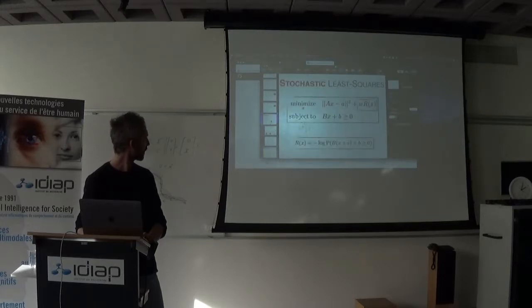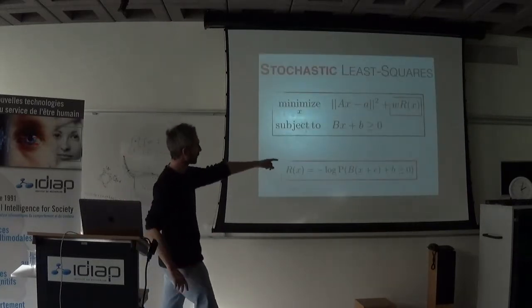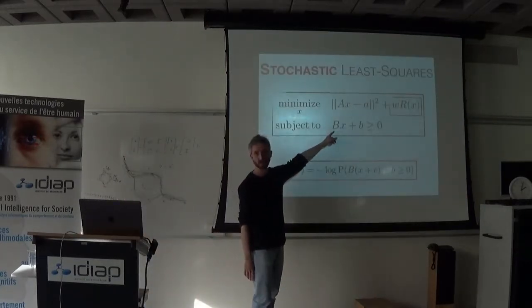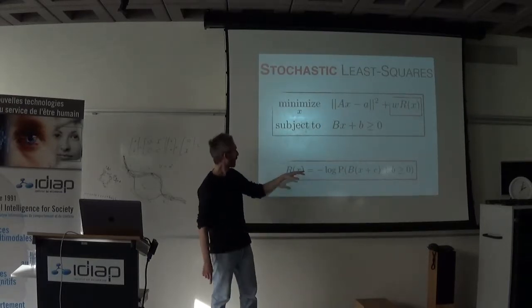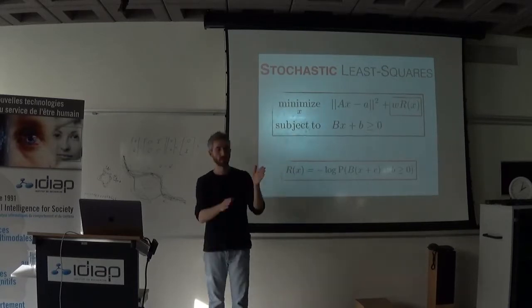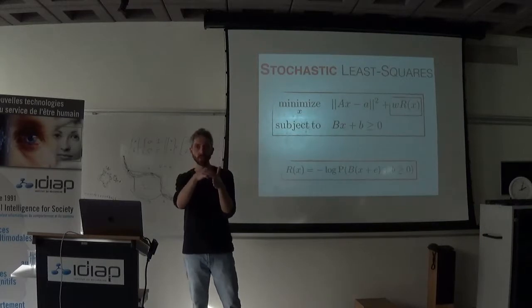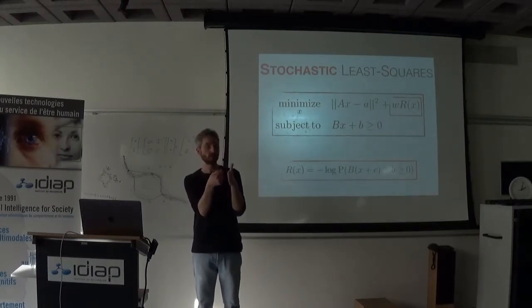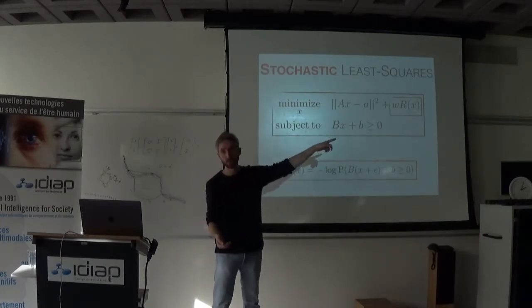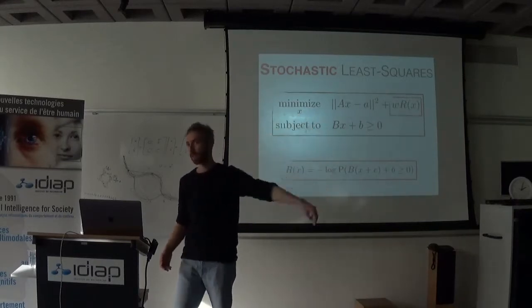That is why here we kept the original inequality constraints. They are still there. So thanks to this, we can be sure that we will not violate them. And this on top is going to ensure that I will not be exactly on the border, but how far I will be from the border depends on W and also on capital A and small a.